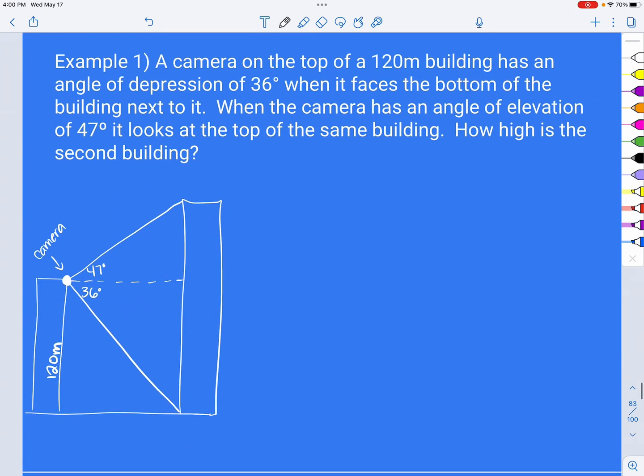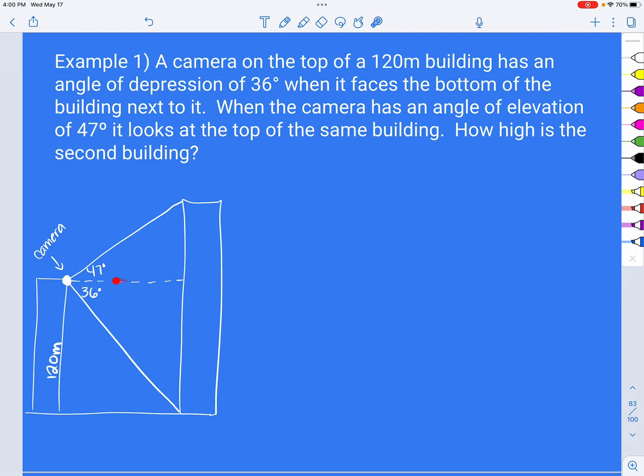Okay. Does your diagram look something like this? So you have the camera on top of a building. So here's the camera right here. Right? It's on top of a building that's 120 meters. When it faces the bottom of the next building, so that tells me I have another building over here. When it looks to the bottom, so when it looks down here, it makes an angle of depression.